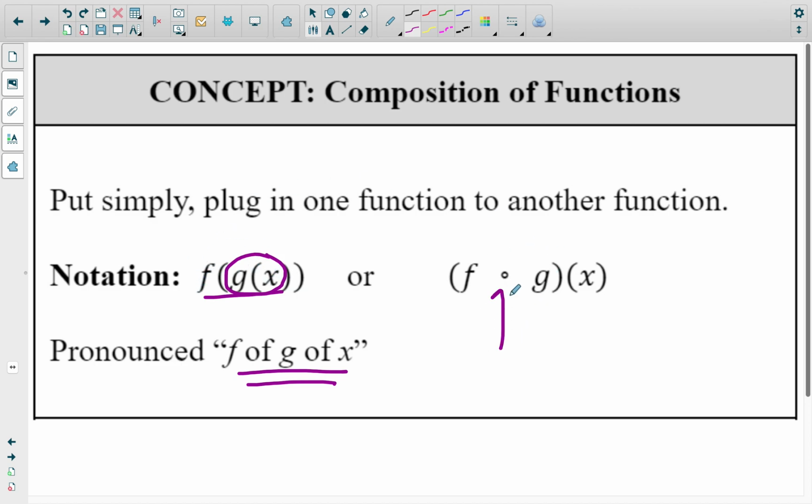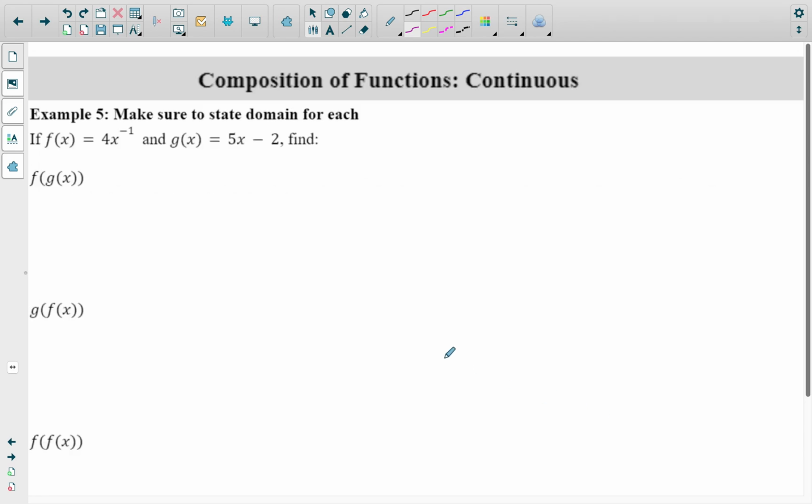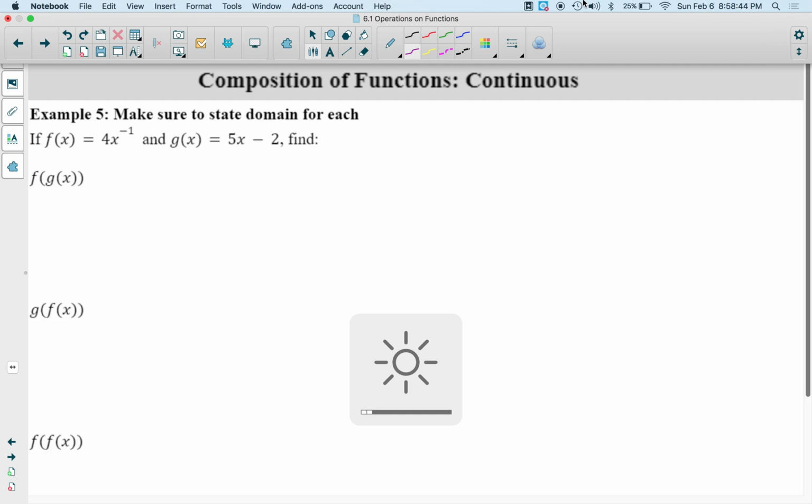You may also see it represented here with this open circle. Notice it's different from your multiplication closed circle. Okay, they're both read f of g of x. We can change up the order. We could say g of f of h of t of x. All right, and then t of x would be plugged in to the h of x function, and that would be plugged in to the f function, which would then be plugged into the g function. Okay, so all sorts of fun things we can do with compositions. This is the main way that you will see them.